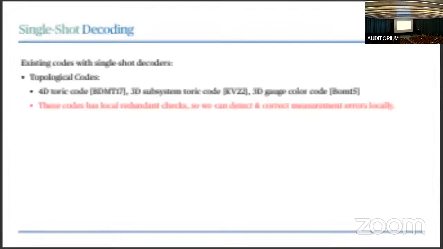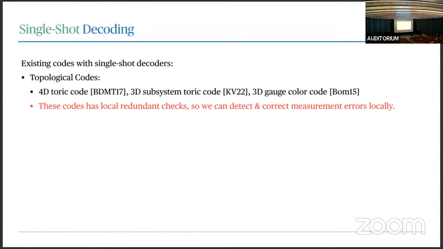So to explain those two intuitions, let's go over some examples of single shot codes that we currently know. One such family is the topological codes. That includes the 4D Toric code, 3D subsystem Toric code, etc. And the important thing here is that these codes have what we call local redundant checks. Okay, what does that mean?